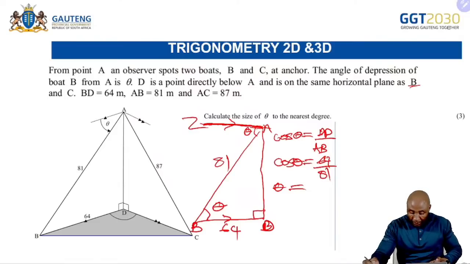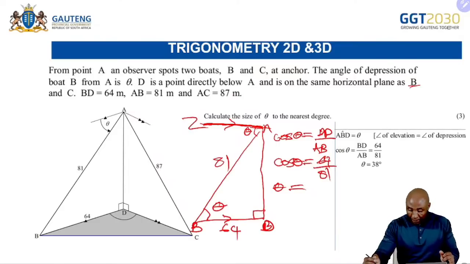Now, redrawing the triangle helps you to see. Do not draw it slanting the way it is drawn, because that is where we miss some of the information. Draw it in two-dimensional so that you are able to see what can help you answer there. We'll move on. So angle of elevation is equal to angle of depression. That is why I said you can use ZA parallel to BD. It depends on how you want to put it. Then you get your theta as 38 degrees to the nearest degree.